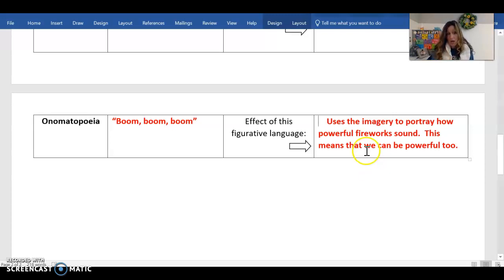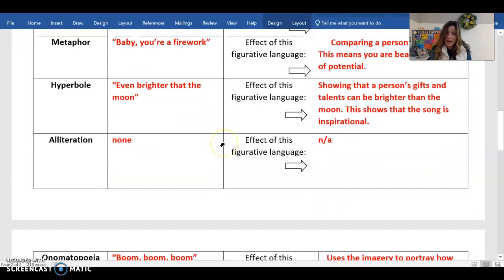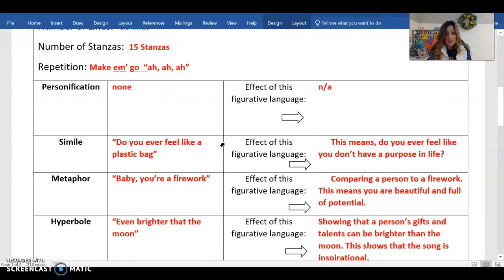So remember, don't just give me the figurative language. Tell me what it means, okay? That's what you're doing over here on the right-hand side. Are we going to have all of these filled in? No. If it doesn't have any, you're writing none, okay? But you're trying to look for as many pieces of figurative language as you can find.